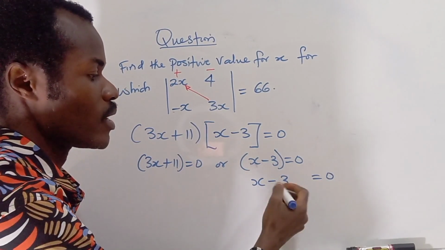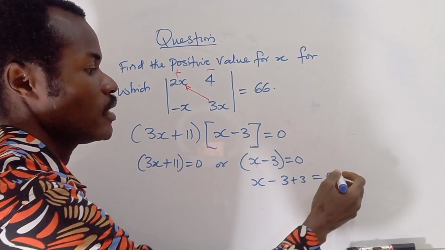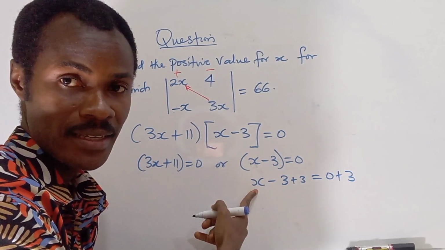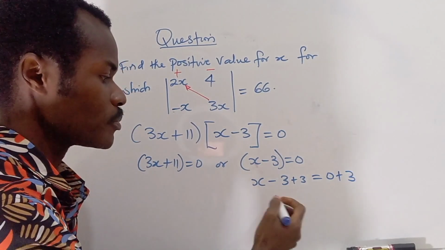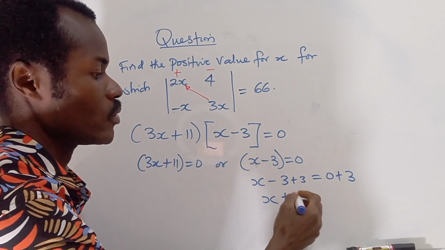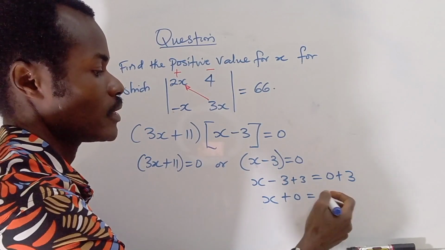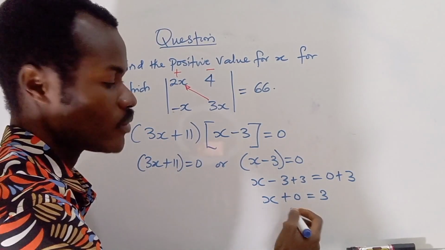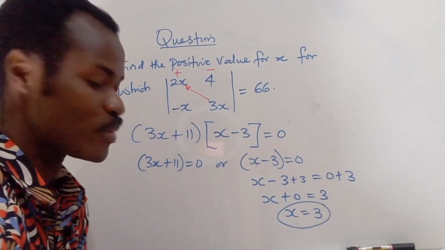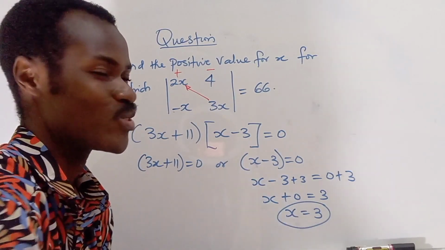As we find x, we are going to add 3 here and add 3 here, okay, to be able to make x the subject formula. So we have x, now minus 3 plus 3 is still 0, so we have plus 0, 0 plus 3 is 3. So x plus 0 is x, which is equal to 3. So the solution to this problem is x is equal to 3.